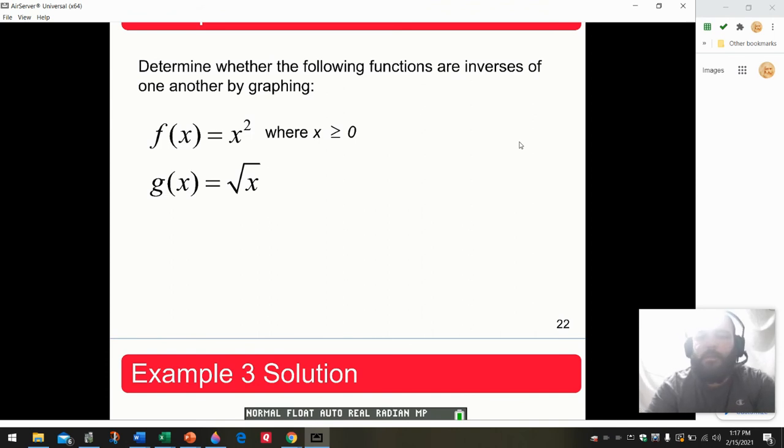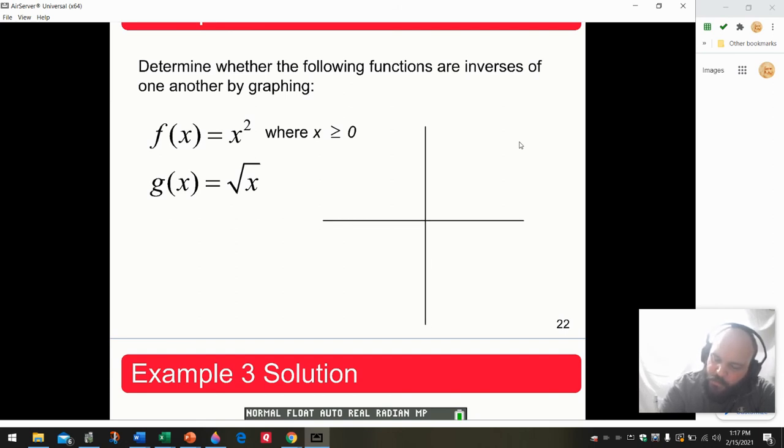Now, we don't need a graphing calculator for this, although I'm going to show you some graphs from it, but you should know your parent functions well enough now to be able to sketch the graph of both of these. And that's kind of the idea of learning those parent functions. So I'm going to go ahead and draw a coordinate plane. You can see the first one is f of x equals x squared. Now, it does say when x is greater than or equal to 0. Now, why does it say that?